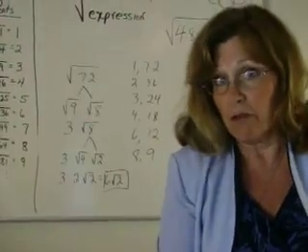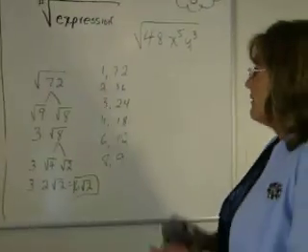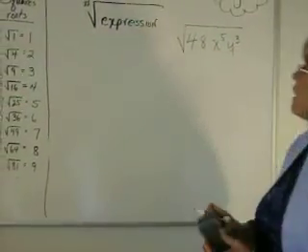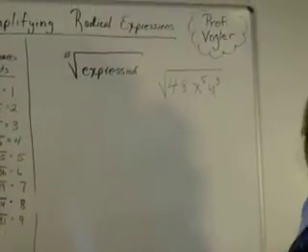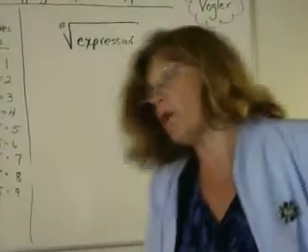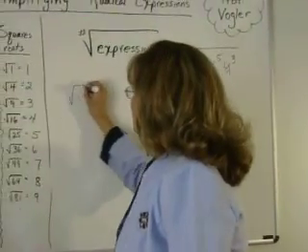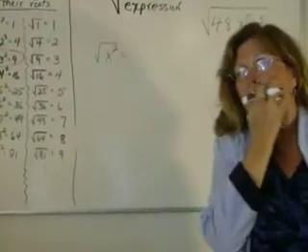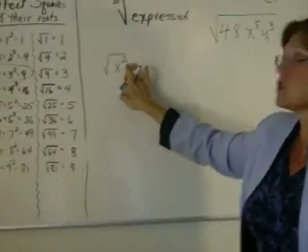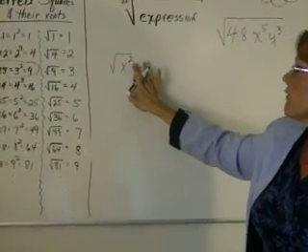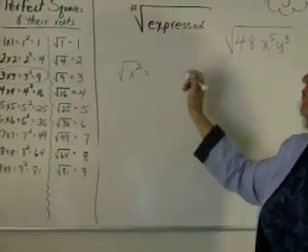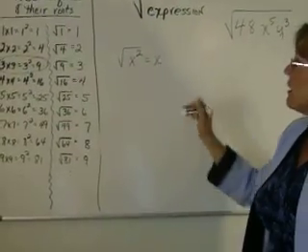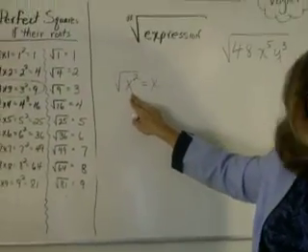Now, what if you don't always have numbers? Because remember, eventually we want to be able to simplify something like this. Well, if you don't always have numbers, you need to remember one thing. If you have a variable and it's squared, the square root of that something squared is nothing more than the something, in this case, x. And that's because this is a perfect square.